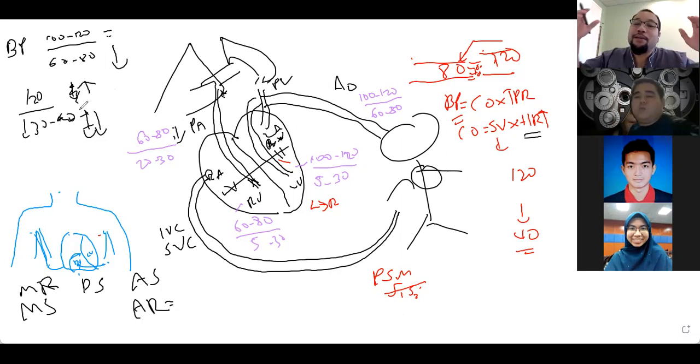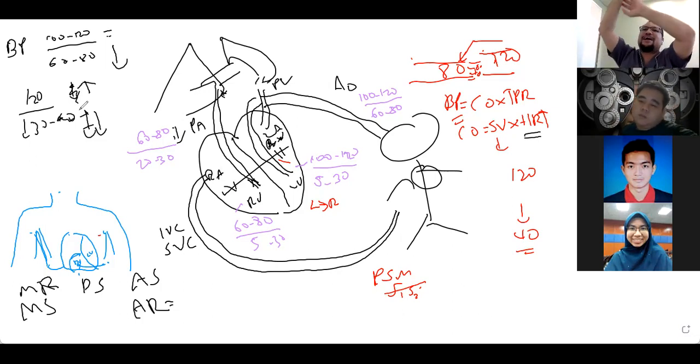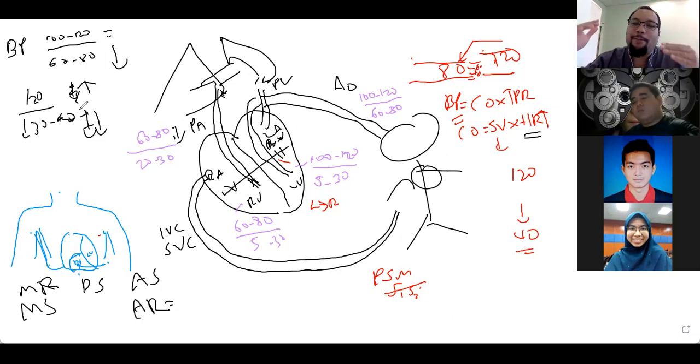Collapsing pulse. It will be a bounding pulse, more bounding than in PDA. When you lift against gravity, there will be more regurgitation. So when you lift, the diastolic BP will drop even more. That's why you get a collapsing pulse. The systolic-diastolic pressure gradient is greater, and that's why you get all the signs of aortic regurgitation.